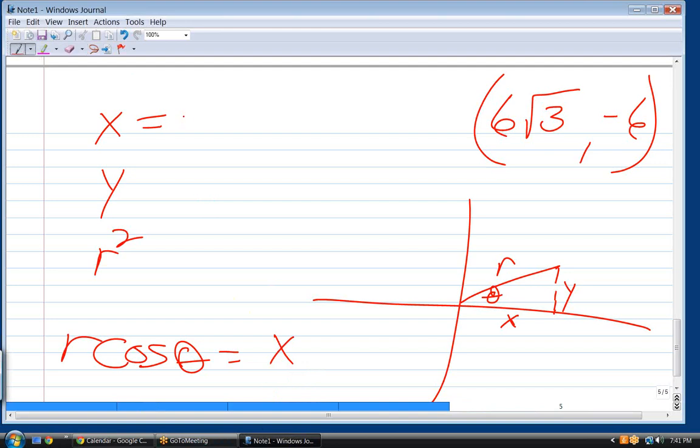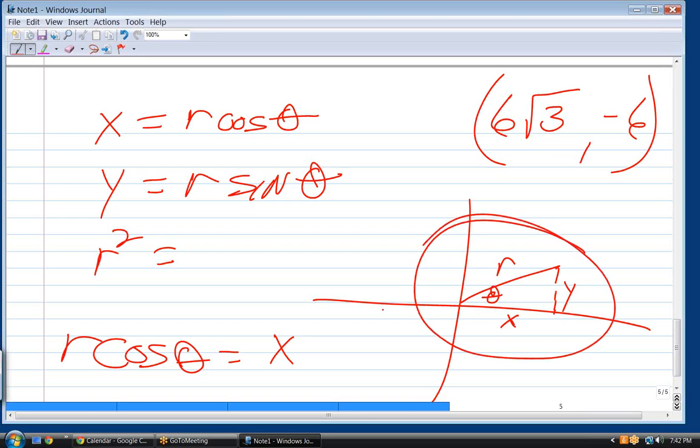Okay, so x is equal to r cosine of theta. What's y equal to? R sine theta. And what's r squared equal to? Wait, would that be a tangent, or would that be the Pythagorean theorem? Pythagorean theorem. Okay, so it'd be the square root of x squared plus y squared. Well, r squared would be equal to x squared plus y squared.